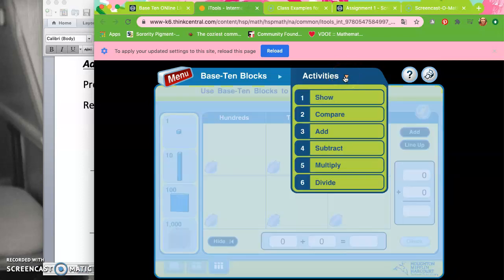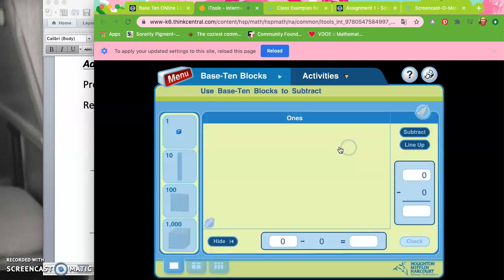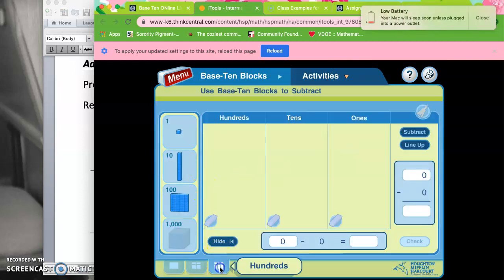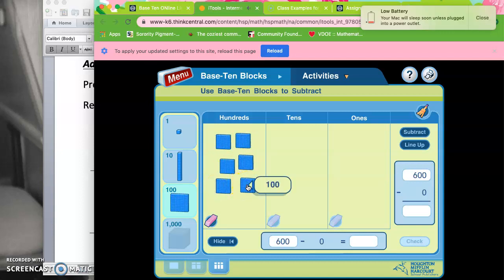Our next problem is a subtraction problem. So we're going to come down here to subtract and we're going to hit our hundreds place like we did with addition. And our problem is 651 minus 363. So we're going to start with 651. So we have our hundreds, 1, 2, 3, 4, 5, 6. Then our tens, we have 5 tens, 1, 2, 3, 4, 5, and 1 one.